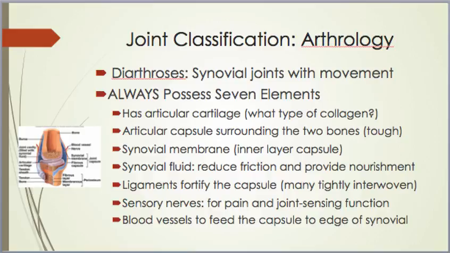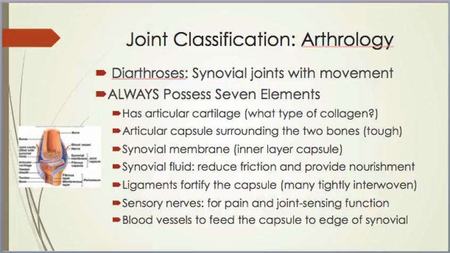And what type of collagen is articular cartilage? Is it type 1 or is it type 2? It is type 2, correct. It also must have an articular capsule surrounding the two bones. This structure is relatively tough and gives a semblance of structure and stability to the joint, along with several other structures in the joint area.